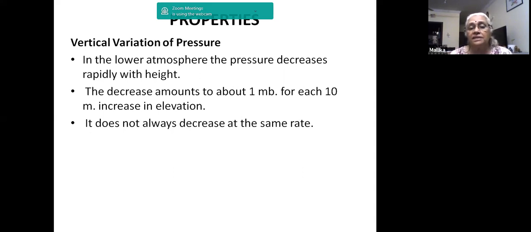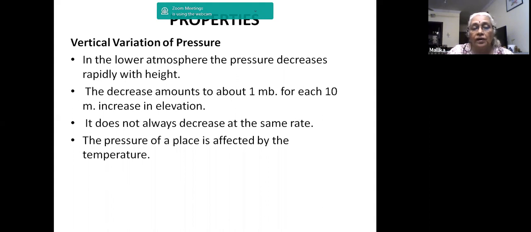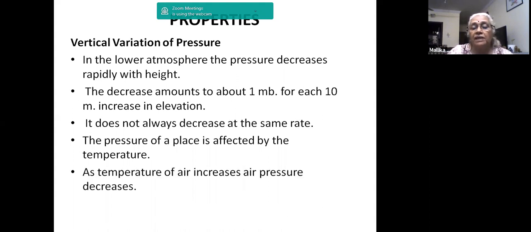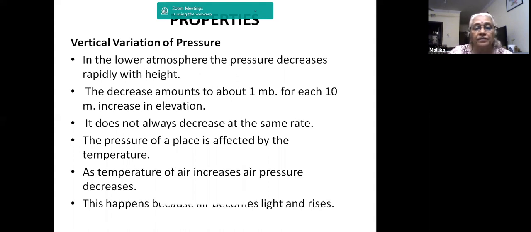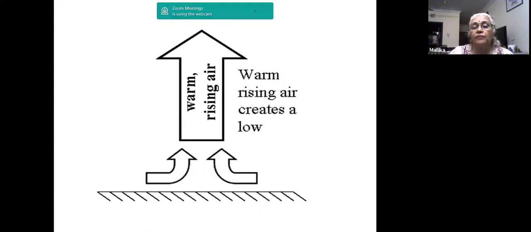Now, this rate of decrease will not be at the same rate, because we know that temperature is the one that is causing it. So if temperatures are increasing rapidly, then the pressure will drop very quickly. And if the temperatures are increasing slowly, it will drop slowly. So that's what I said: the pressure of a place is affected by the temperature, right? So here is why we are having it.